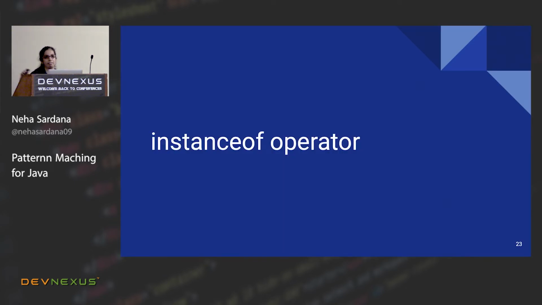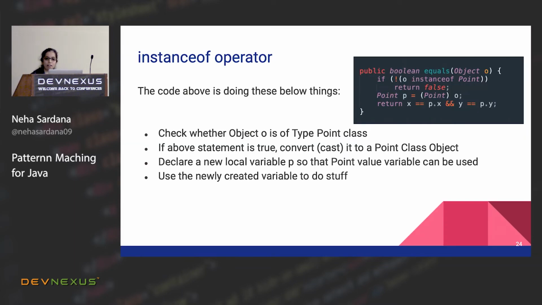And I never liked if-else conditions too much. I always hated them. So, the instanceof operator. We have always seen the equals method. Every time I write it, I never write it by hand, I just generate it. So the above code is doing the following things. It checks whether the object o is of type Point class. If the above statement is true, it casts it into a Point class object. It declares a new local variable, point, and that local variable can be used in the next line. It's a lot of repetition work going on, right?